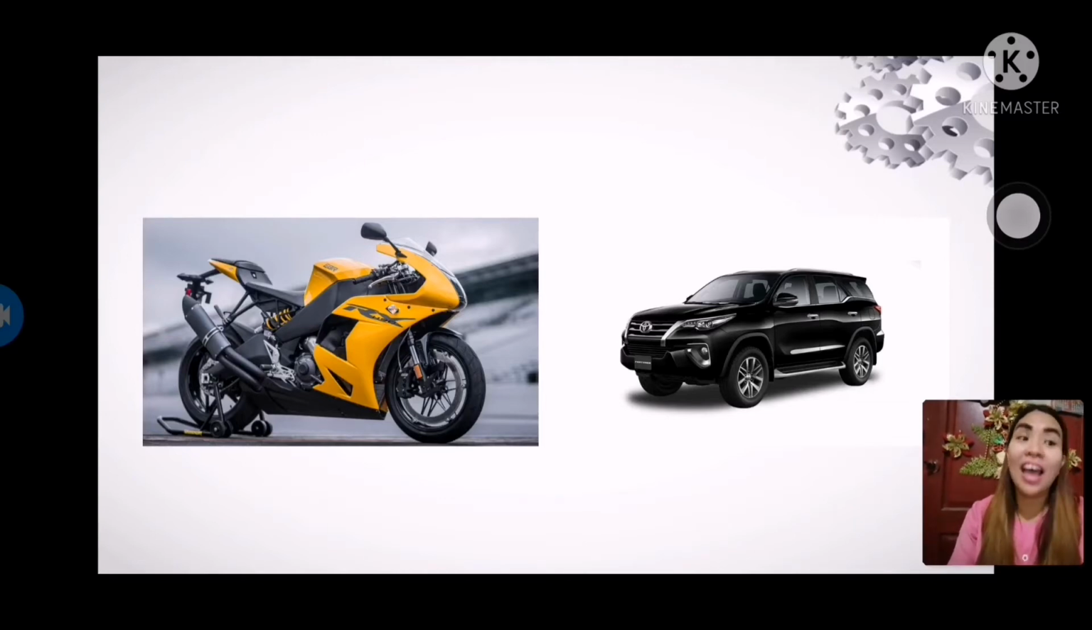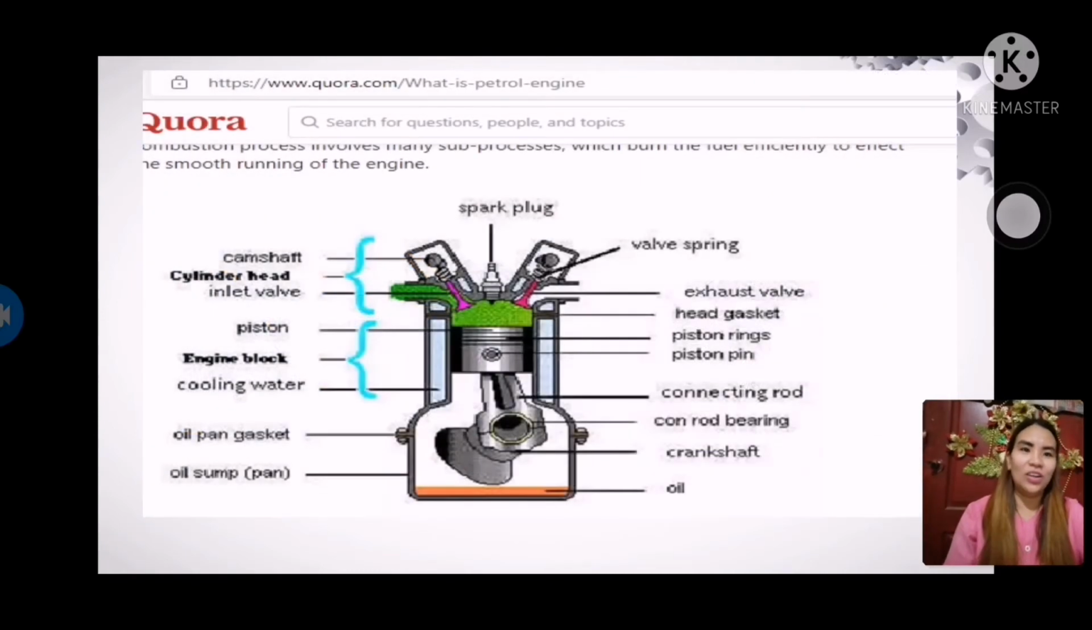Both of them have engines that make them move. Very good. Both of them have motor engines. It is the one that helps them to move and travel, and you can deliver using these vehicles. So now this is what we call the heat engine, a four-cycle heat engine.